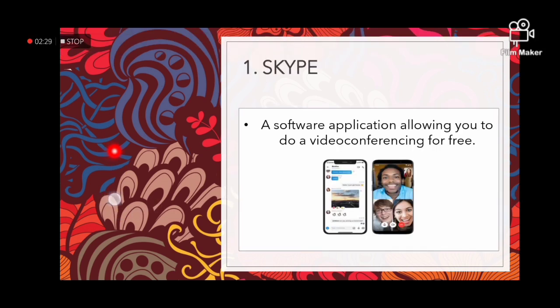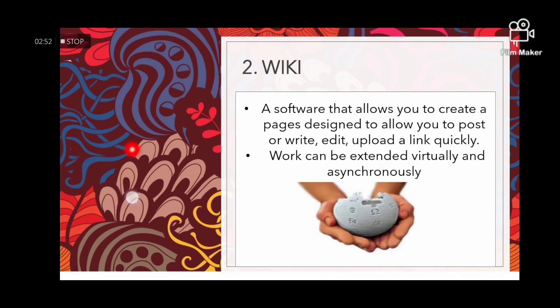So the following are types of collaborative tools. First is Skype. Skype is a software application allowing you to do video conferencing for free. This is a type of software that enables us as users to do video calls with some important people and share ideas. Next is Wiki, a software that allows you to create pages designed to allow you to post or write, edit, and upload a link quickly. Work can be extended virtually and asynchronously. Wikipedia is a type of software where we can search or read some important theories and arguments.